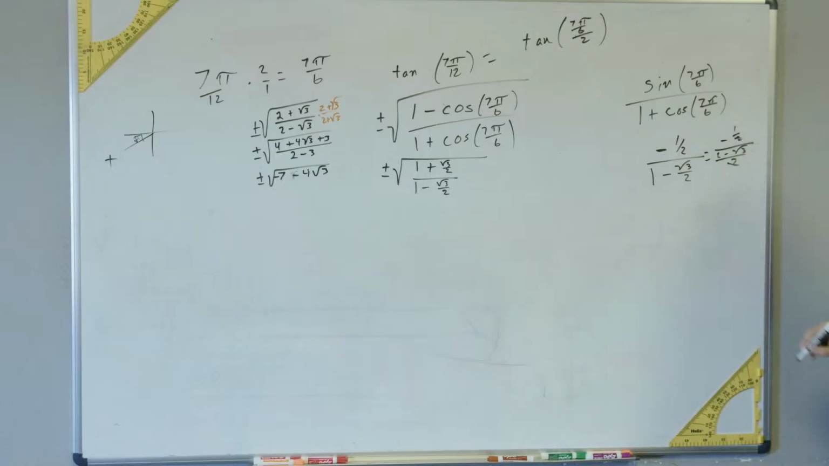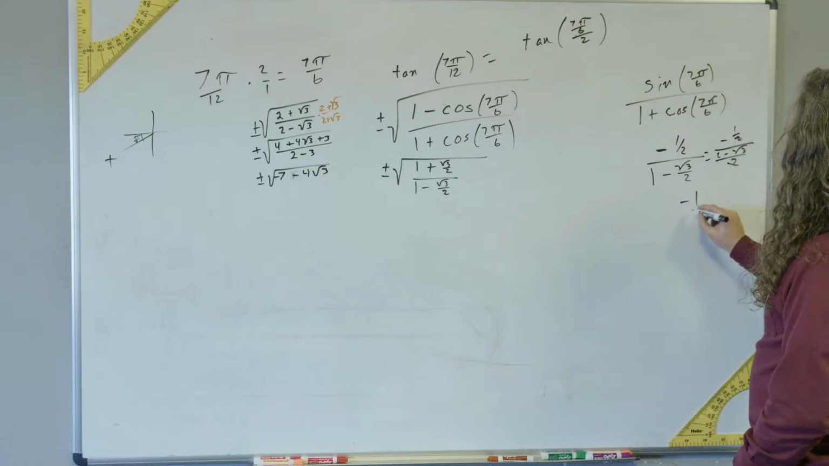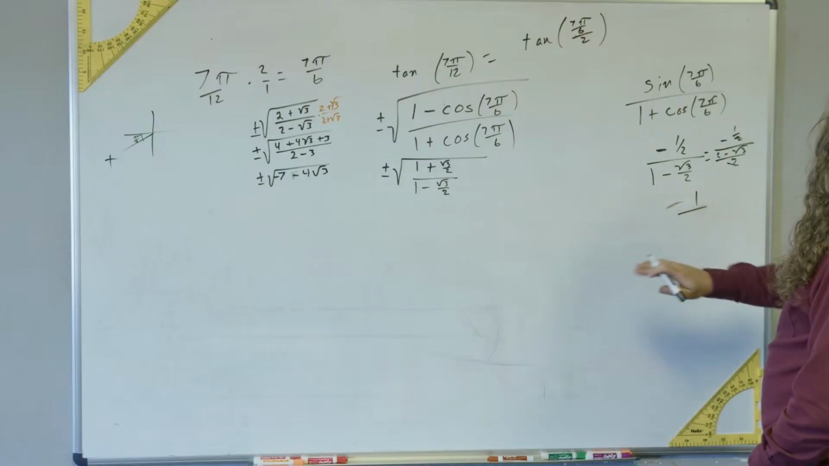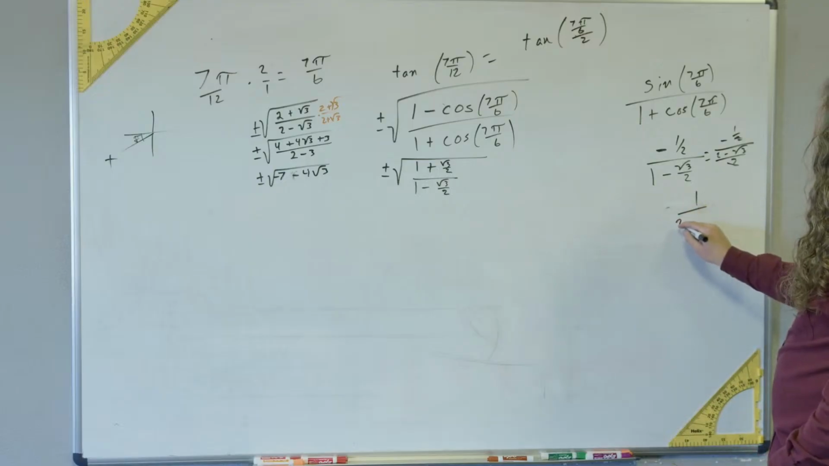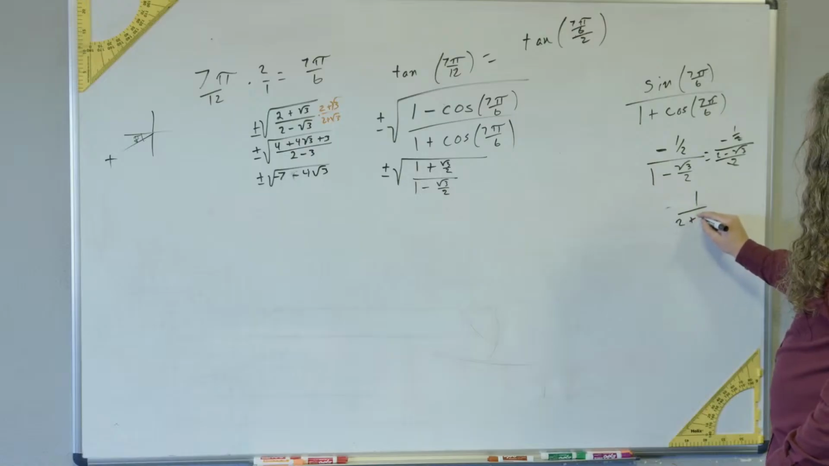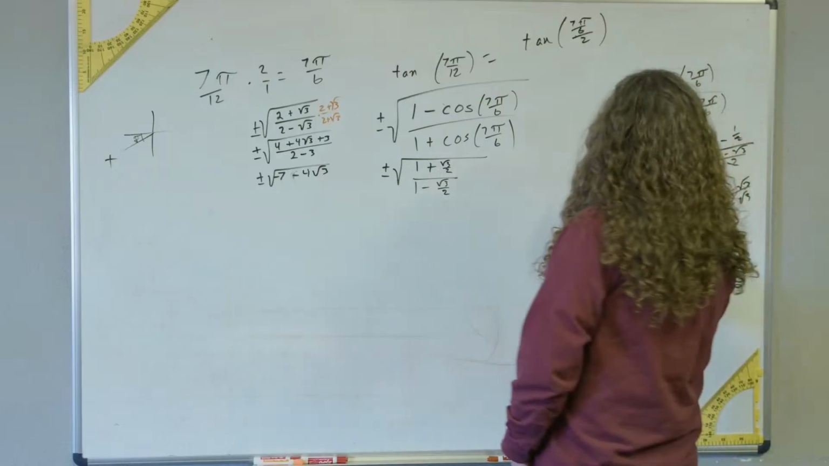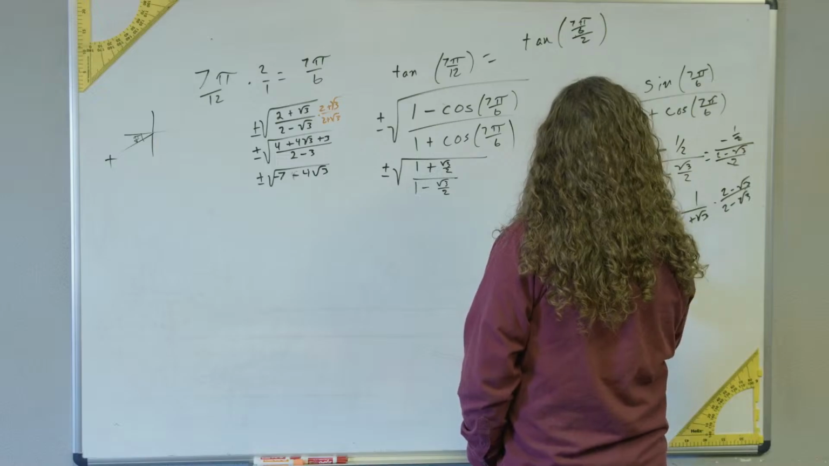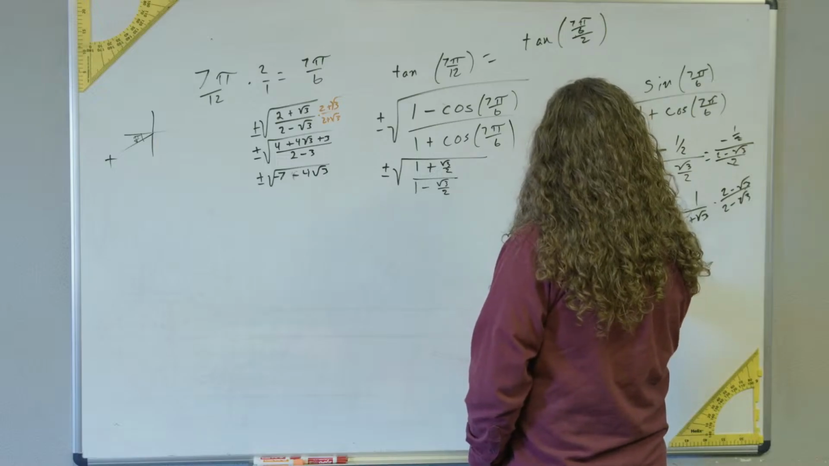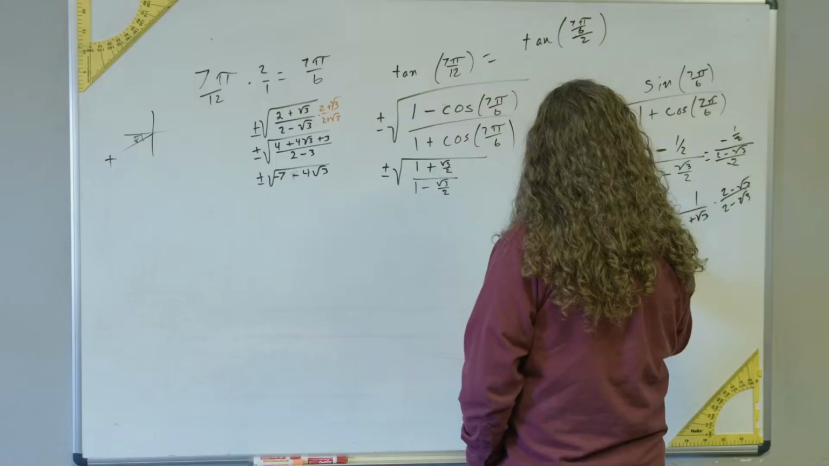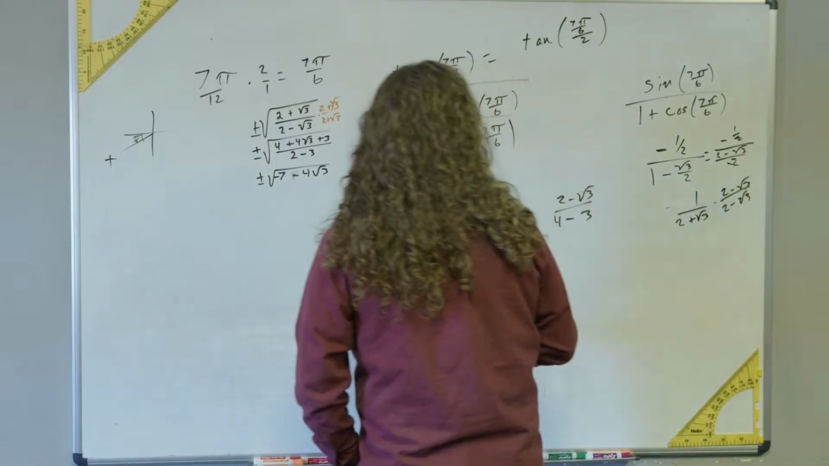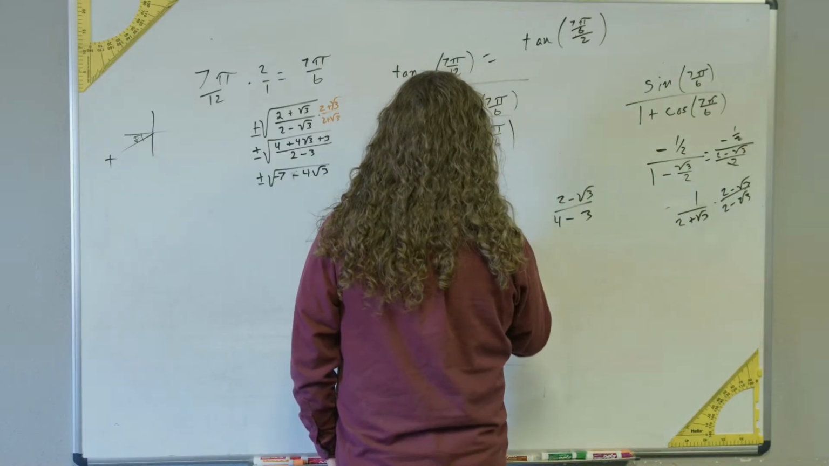The 2s over 2s cancel. Actually, let's just flip it all positive because it's all negative. Multiply by the conjugate: 2 minus the square root of 3 over 2 minus the square root of 3. And then 2 minus the square root of 3 over 4 minus 3, which is 2 minus the square root of 3.